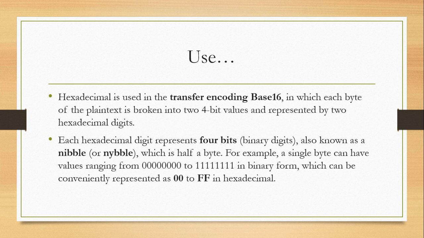Binary only includes 0s and 1s, which can be conveniently represented as 00 to FF in hexadecimal. Whenever there is an 8-digit figure, we can write it in only 2 digits in the hexadecimal system, and 0 is the lowest, and F is the highest value in the hexadecimal system. F represents 15.